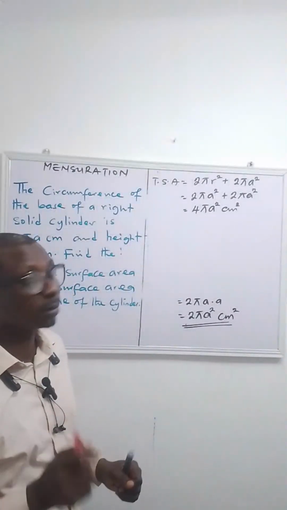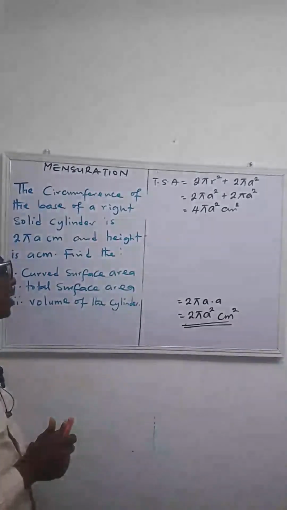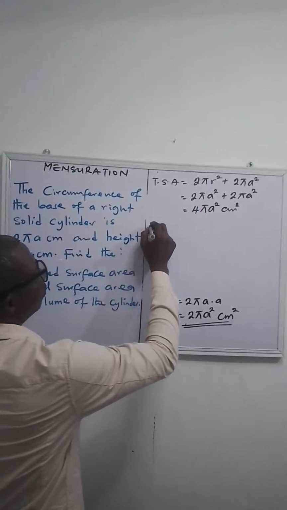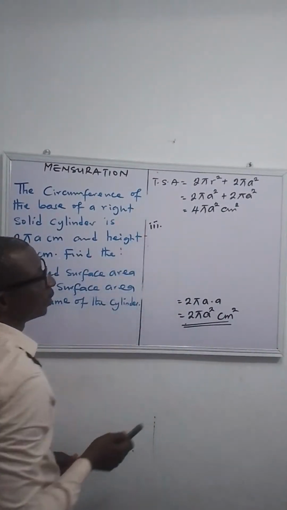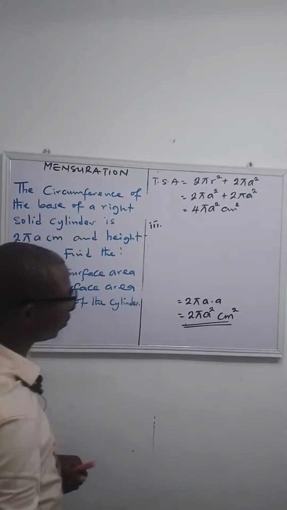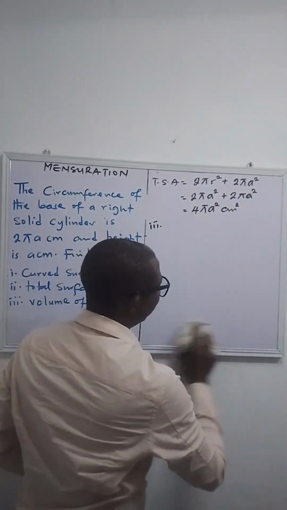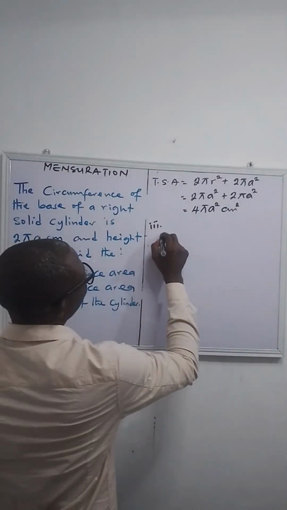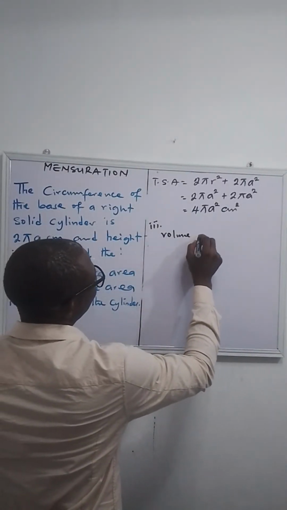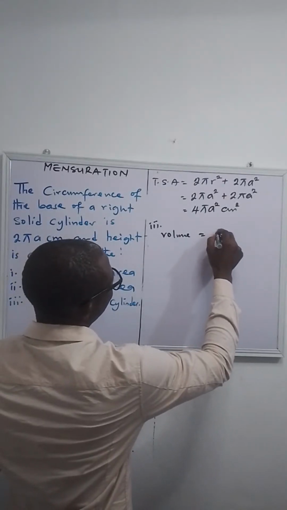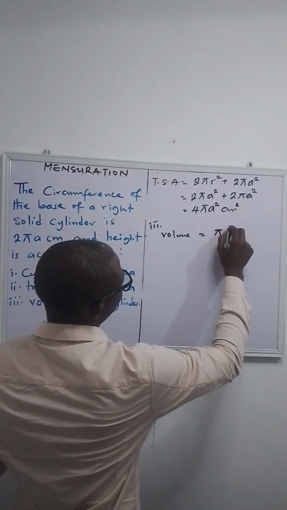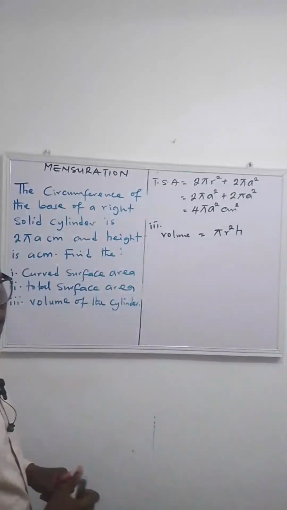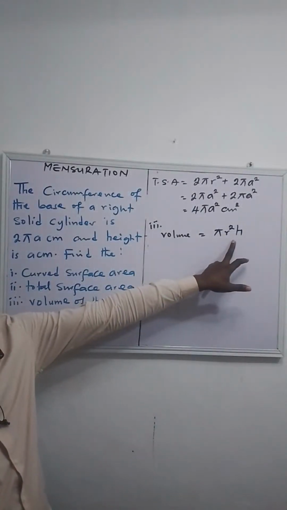Very, very important. Okay, so now the last one here is the volume of the cylinder. So what is the formula for calculating the volume of the cylinder? So we have volume is what? Pi r squared h. So this is going to be the volume of the cylinder.